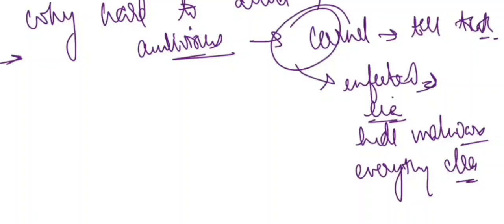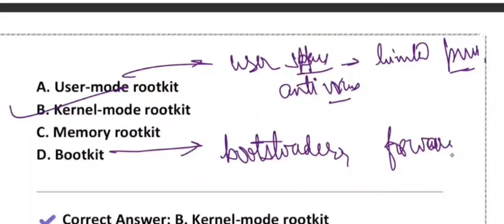And if you talk about the memory rootkit, just remember it lives only in RAM, random access memory. It disappears after rebooting. After you reboot it, it will disappear. And it is not persistent like a kernel model. What about bootkit? Bootkit infects the boot loader or firmware. Right. Very persistent, but it does not modify kernel runtime behavior the way kernel model does. So the final answer to this question is option number B.